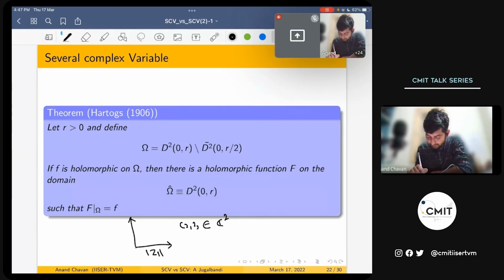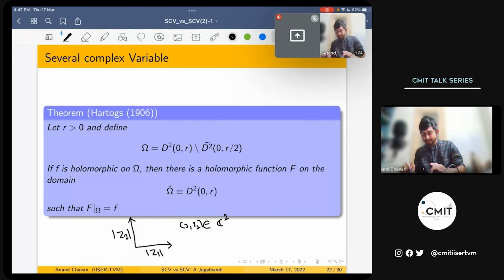(Z1, Z2) is in C2. What I'll do is take the mod of the values. What does it mean? In the C2 plane, I'm measuring the distance of the Z1 coordinate from the origin, whereas for Z2, I'm measuring the distance of the second coordinate from the origin. So I'm just taking the mod values. Now I can plot this plane, which is called the absolute plane.